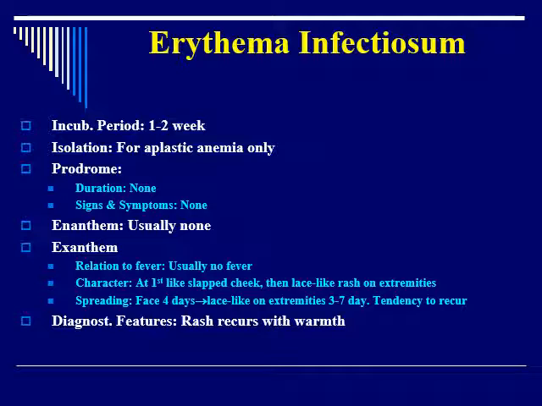Then the rash appears over the trunk and extremities. Its characteristic rash, we call it lace-like or reticular rash or mosaic-like rash. This rash is transient or evanescent. It disappears and reappears again after exposure to sun, to hot bath, to exercise, or to stress. The rash fades without any sequelae.